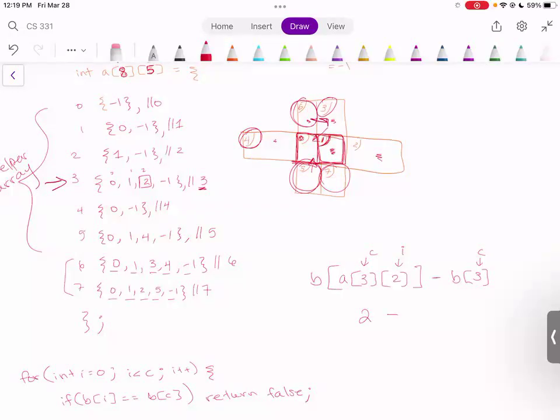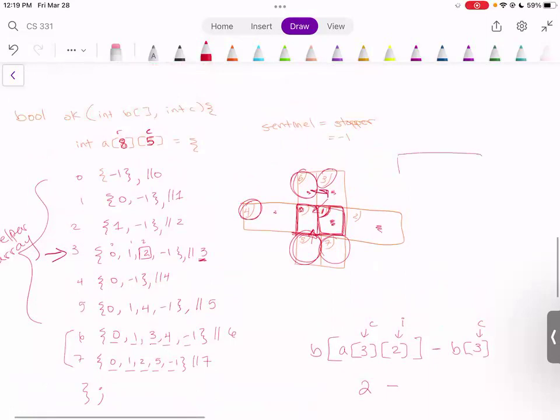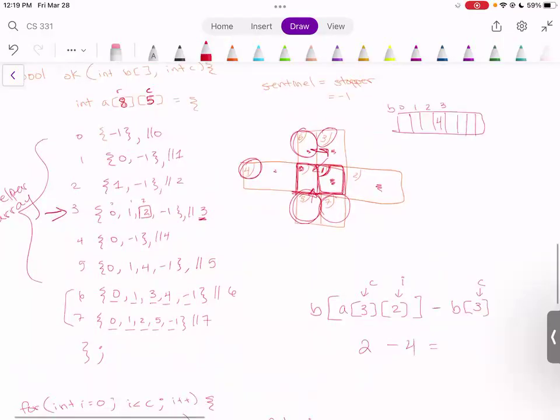b sub 3, however, so you have to do b again. This is 0, 1, 2, 3. Say there's a 4 in here. Okay, there's already a 4. We've used the number 4. So 2 minus 4, that's -2. We use the absolute value. That's just 2. This works.